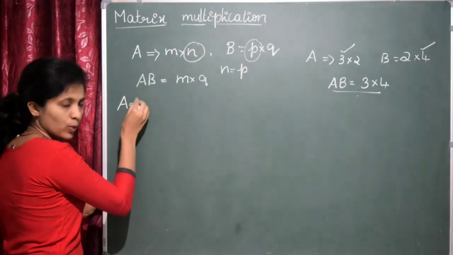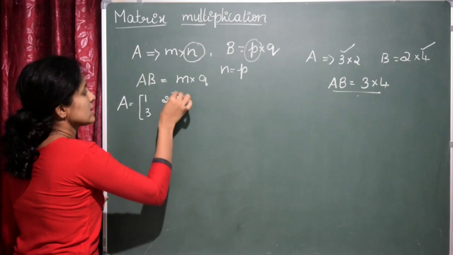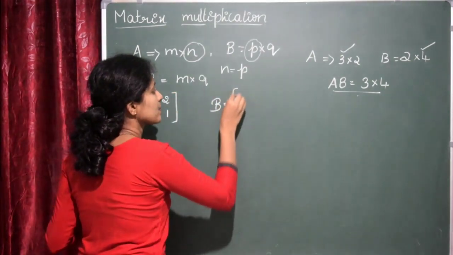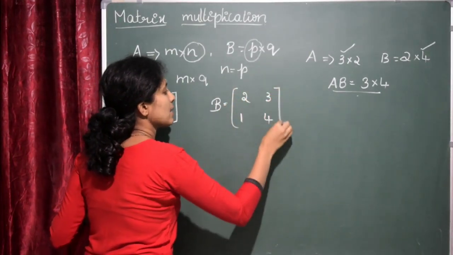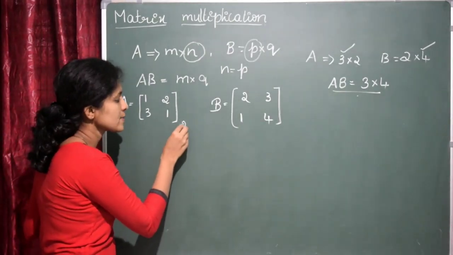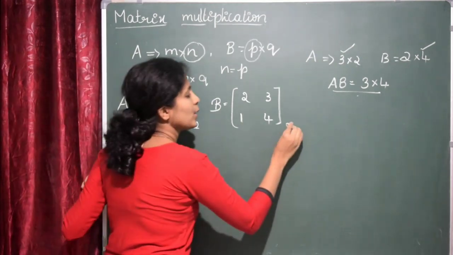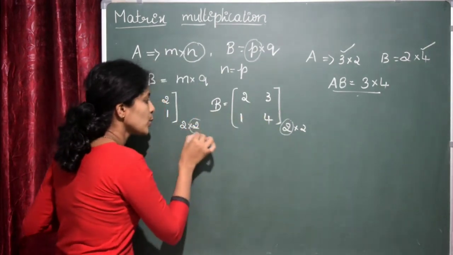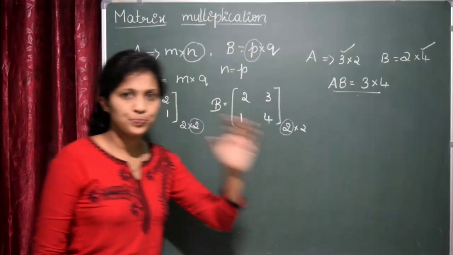Let A be the matrix 1, 2, 3, 1. A simple example. And we will consider the matrix B as 2, 3, 1, 4. So these are matrices A and B. Now what is the order of these matrices? You know it is 2 by 2, right? The order of this matrix is 2 by 2 and the order of this matrix is 2 by 2. Here 2 is equal to 2. Now you have to get one matrix that should be of order 2 by 2.